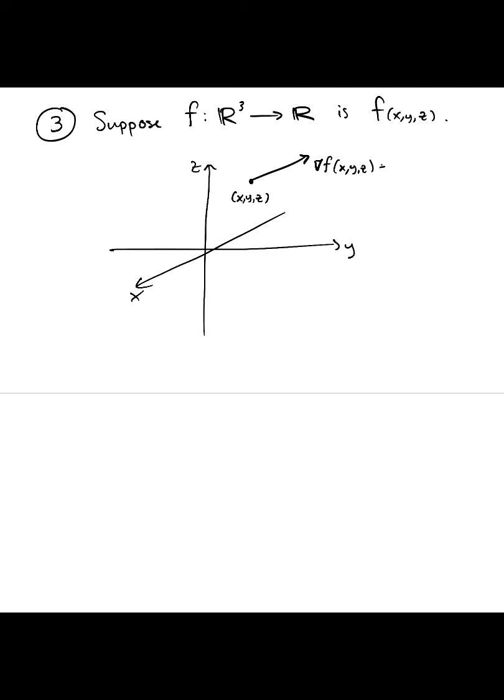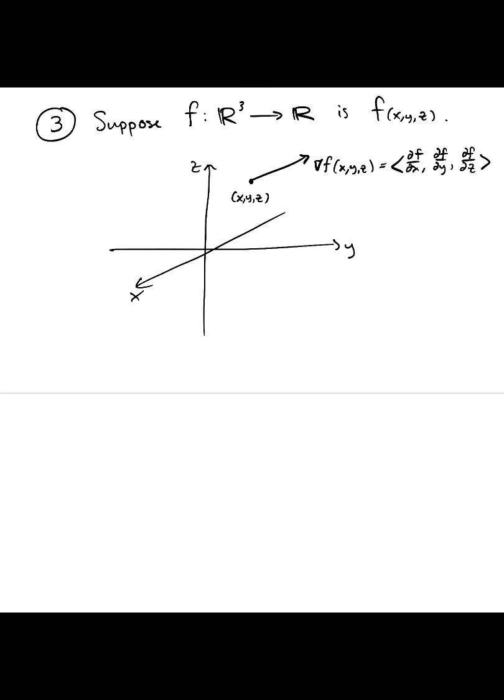And you guys remember the gradient is df dx there, comma, df dy there, comma, df dz there. And the gradient points, just like you already know from chapter 14, in the direction of greatest rate of increase of the function f.